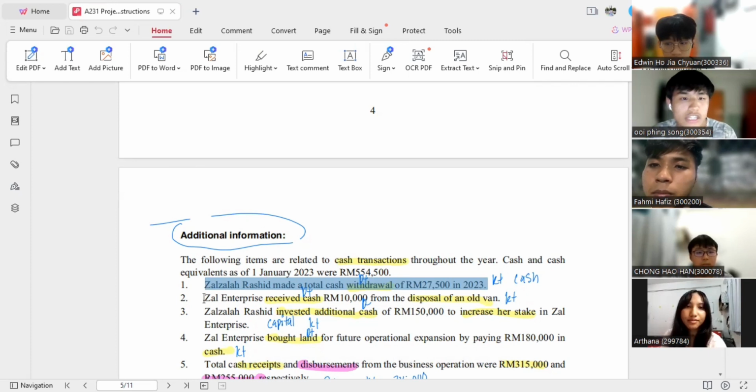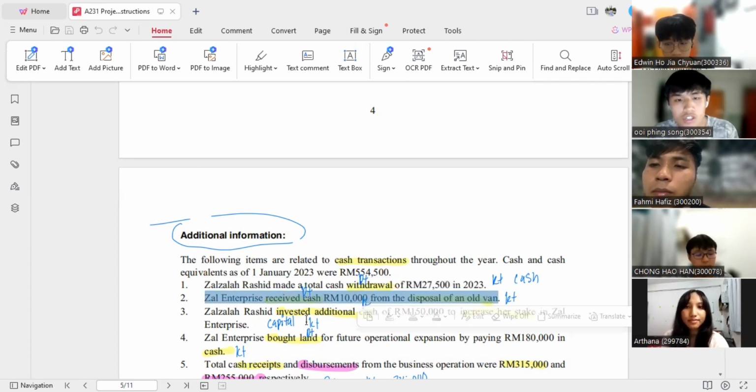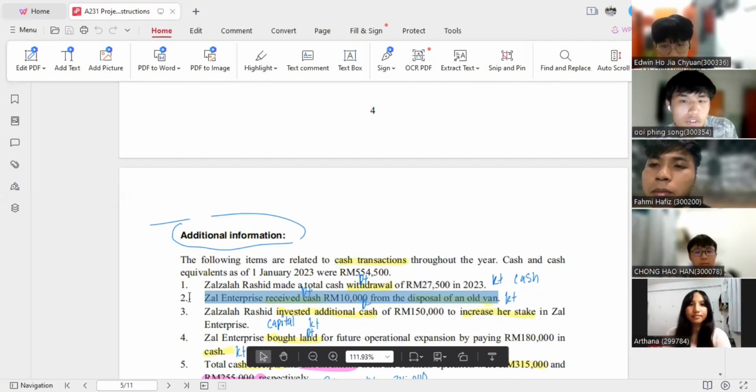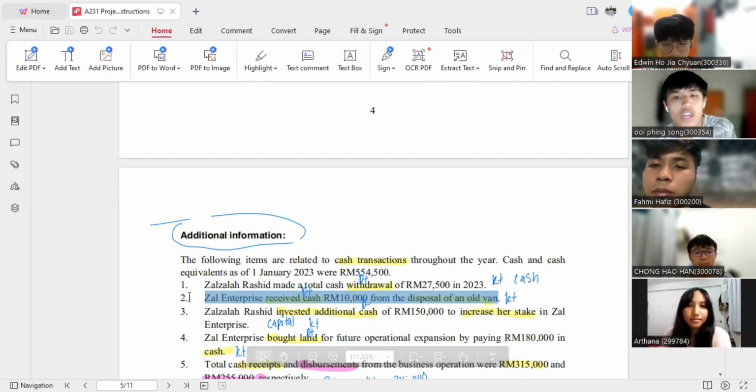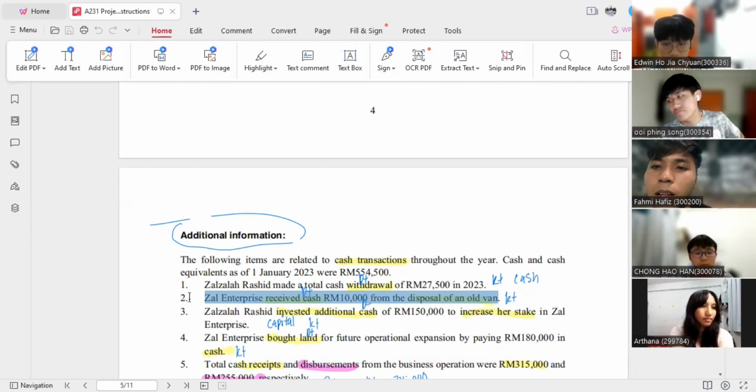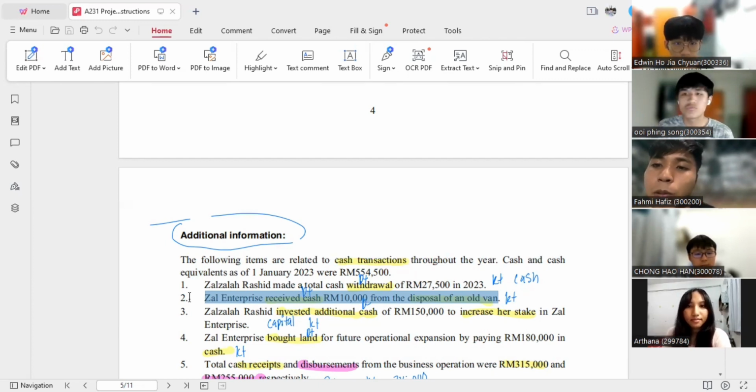Okay, for the second one, Zai Enterprise received cash of 10,000 from the disposal of an oven. For this transaction, I want to ask Fahmi. For the second one, I think that it receives cash, so cash will increase, so it goes into the debit side. The 10,000 goes into the debit side.